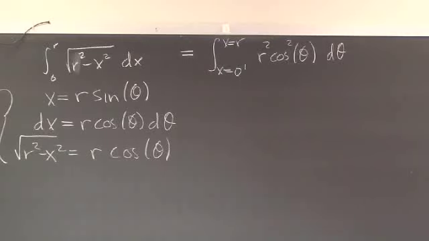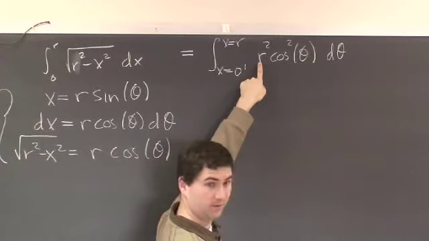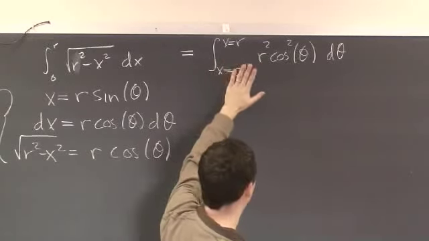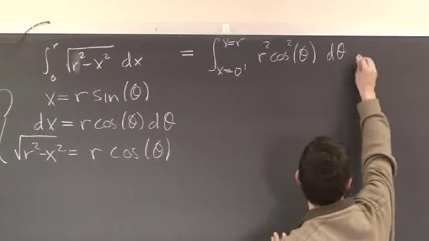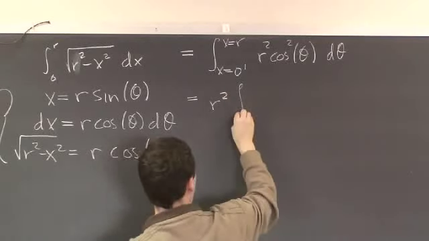I have to move back this way every time I want to leave room for you to see what I did. That's why, I think it's right. I should walk this way. Okay. All right, well, this r squared is a constant, so I can pull it out. I don't have to worry about that till the end.